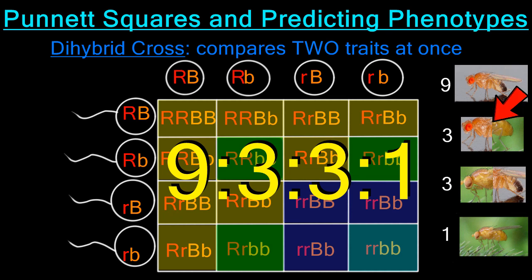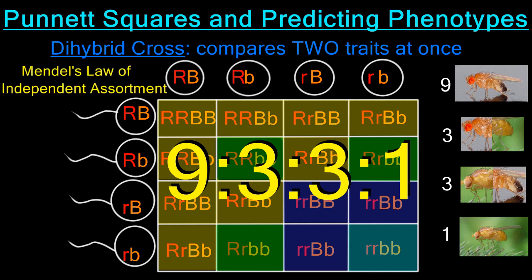3 out of 16 would probably have the dominant eye color and the recessive body color. 3 out of 16 would probably have the recessive eye color with the dominant body color, and only 1 out of 16 would be likely to have both recessive traits, sepia eyes and a yellow body. The 9:3:3:1 phenotype ratio is typical of a dihybrid cross and shows the probable phenotypes of the offspring. It also nicely illustrates Mendel's law of independent assortment.